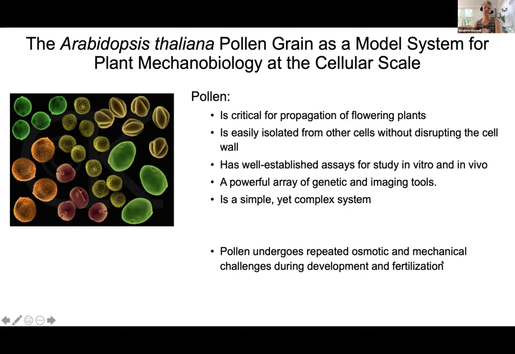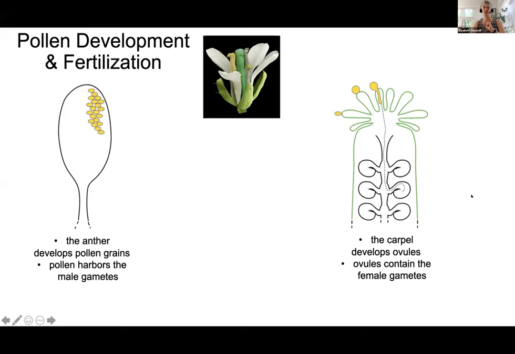The very, very coolest part, and the part that got us interested, is that pollen also undergoes repeated osmotic and or mechanical challenges during development and fertilization. So that's illustrated here. Up here on the top, this is what an Arabidopsis flower looks like. Both male and female gametes are produced through meiosis in this structure, and then they also meet to fuse and form the zygote and the next generation, which of course implants are seeds. If you look over here at the anther, which is colored yellow in the flower, the anther is where the pollen grains develop and form. And those are the cells that I'm telling you about that contain the male gametes.